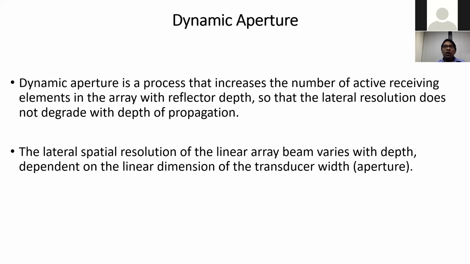So ideally, if you want to image at a very high depth, your aperture needs to be also very big. However, there are limitations on what the aperture size could be because of the physical size of the transducer. So dynamic aperture basically tells us how many elements we should be receiving in the array to create a good image. And it again goes back to a particular application that you're interested in and what F number you want to use.